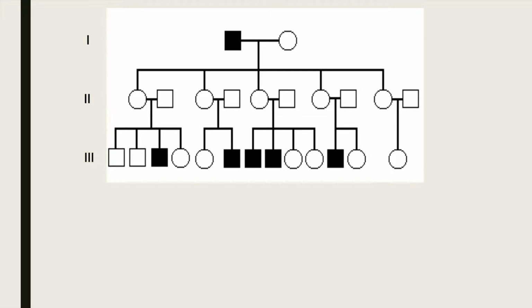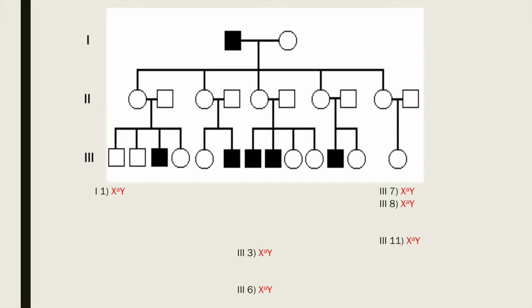So first, let's start with the affected males. So individual 1-1, we know they're affected, so they have to be X-a-Y. And then for the same reasoning, because the box is shaded, individual 3-3 is X-a-Y. Individual 3-6 is the same. Individual 3-7, 3-8, and 3-11.